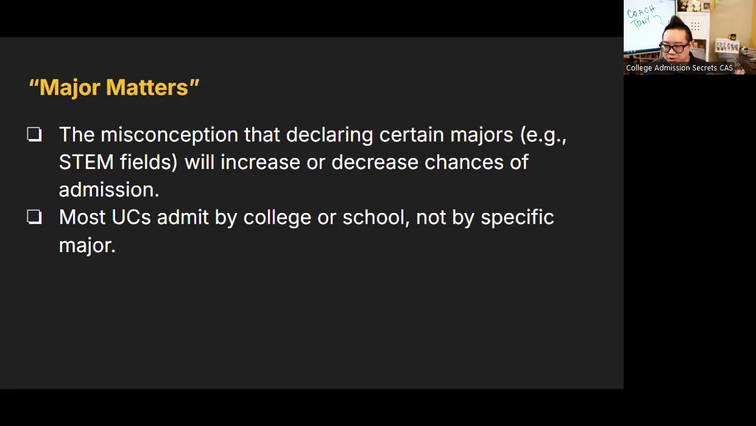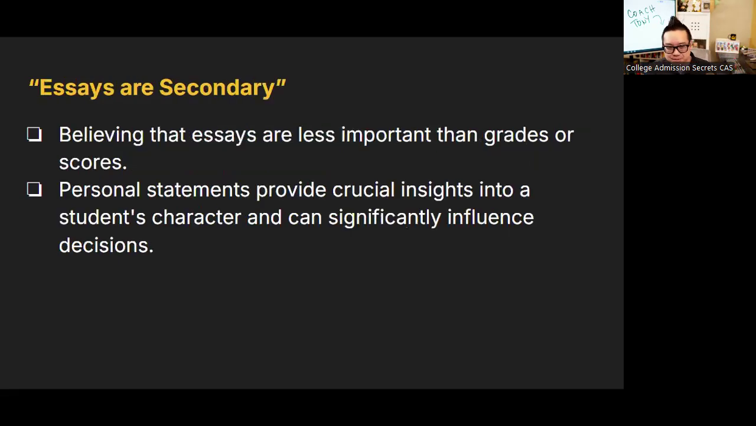Again, very, very few UCs do. For example, UCI is one of the few schools that do admit by major. The fun stat is 55% of the incoming freshman applicants apply to only one of 10 majors, which is hilarious, right? That school does admit by major, but the majority of the UCs admit by the college or the school that the majors are housed under. So that's the other benchmark you want to think about.